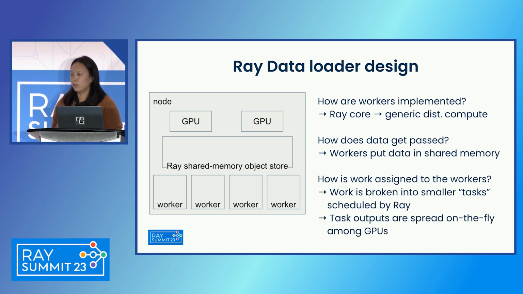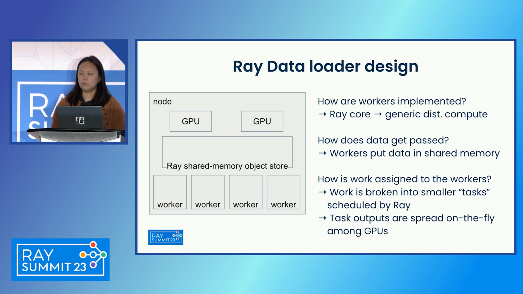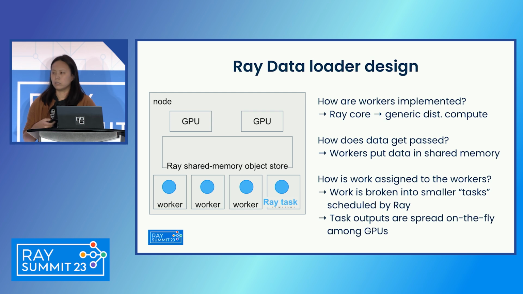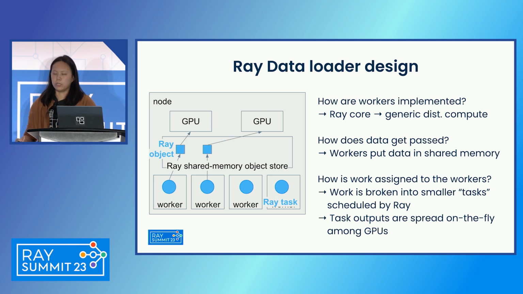And then finally, the most important thing is that the work here is assigned to the workers as these smaller tasks. So a task might be some small partition of your larger data set. And then these task outputs are going to get spread on the fly to the GPUs based on which data is ready first. Here, what that looks like is Ray Data is going to assign one of these tasks to each worker. And as these workers produce results in the shared memory store, so this might be a series of batches, we're going to feed those to the GPUs as they become ready.